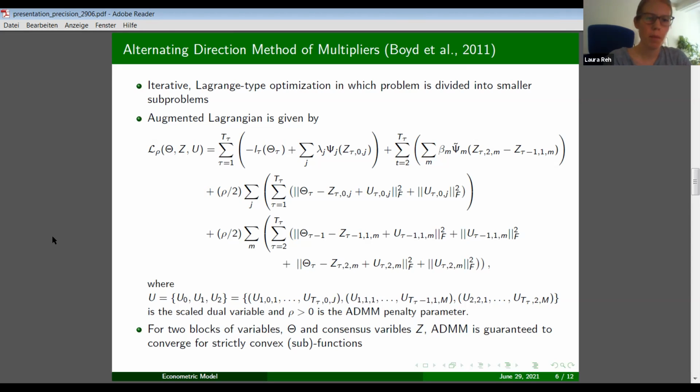This ADMM approach has two big advantages. First of all, it is guaranteed to converge if we use only strictly convex functions. The negative likelihood is convex in the precision, and the loss functions are only restricted to be strictly convex, and then we could add as many as we want to. And the second thing, due to this blocking, we can parallelize over the blocks, and this makes this optimization scheme comparably fast, which is in practice actually the bottleneck of this whole procedure.